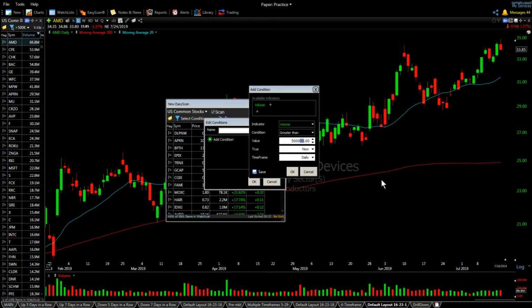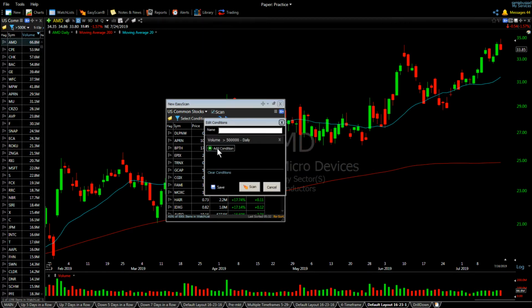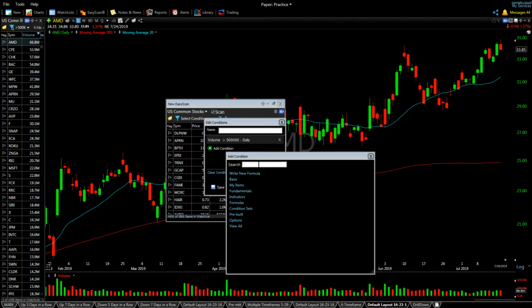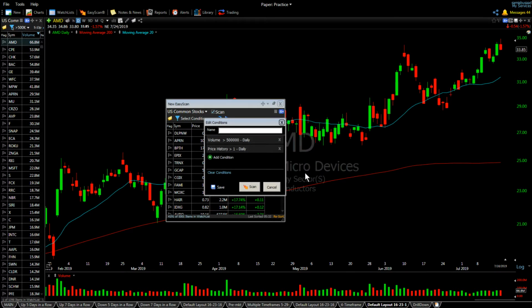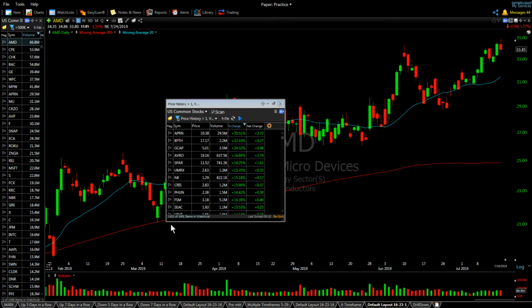So that's 500,000. I add that, and then another condition is price. I don't mind it, but I prefer not to get a bunch of penny stocks, so I like to limit it to $1 or above. For day trading, I like to limit it to about $15 and above only, because I need movement. But for swing trading, the $1, $2 stocks, they move like crazy, so I don't mind it. And then I hit scan, and now I get my list.